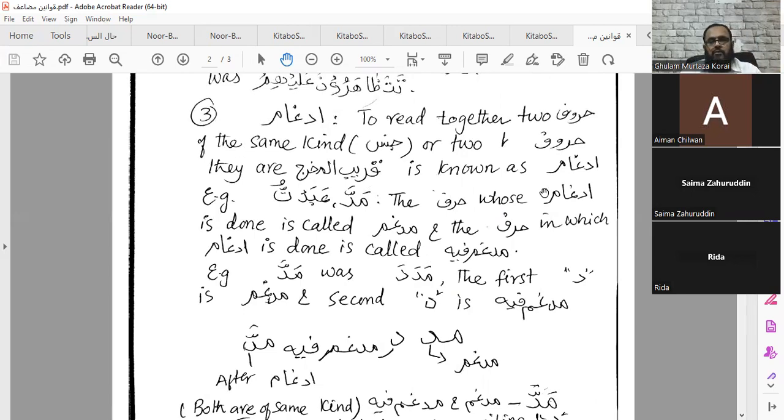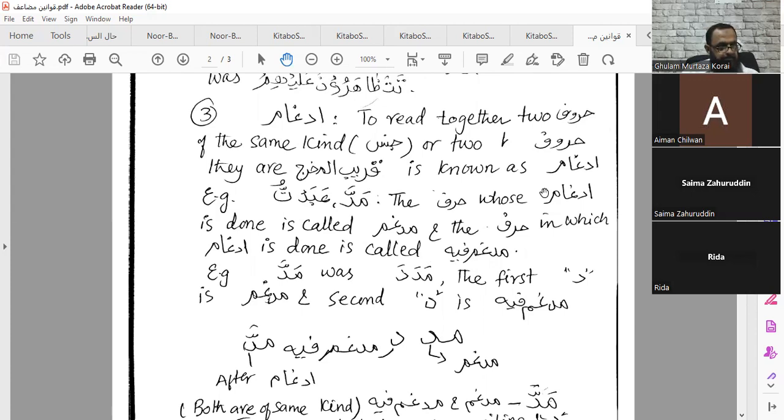Actually, idgham means it is done of two types, either between two huruf of the same kind or jins, or the huruf that are qaribul makhraj. Do you remember? Okay, qaribul sawt, yes, I remember now. Now repeat it, please.